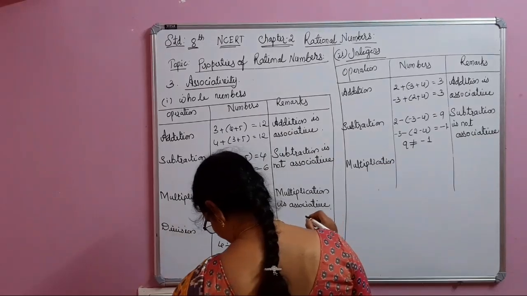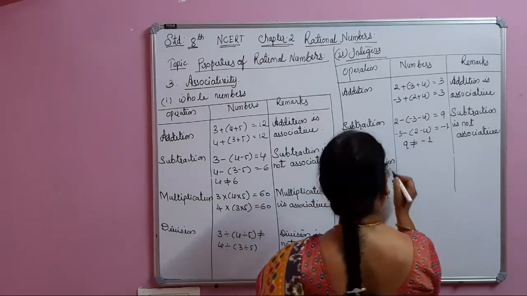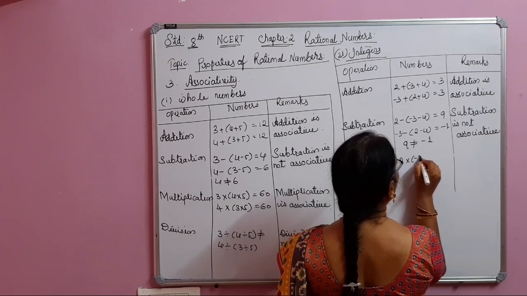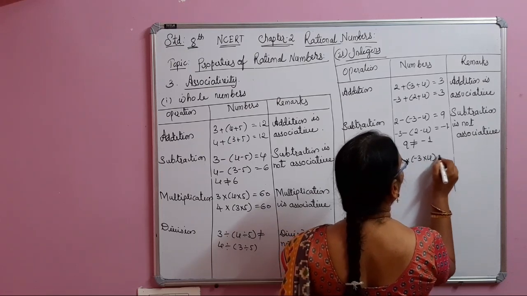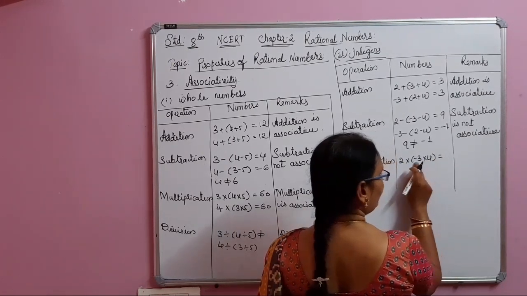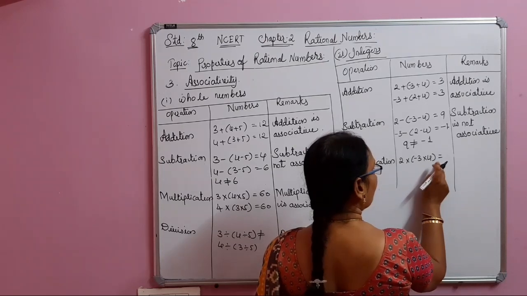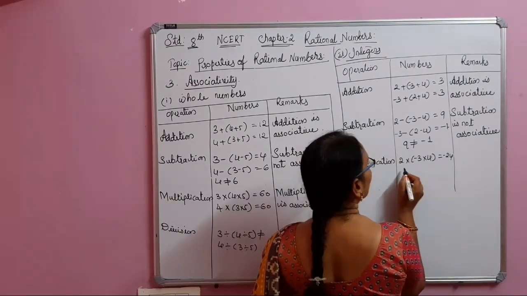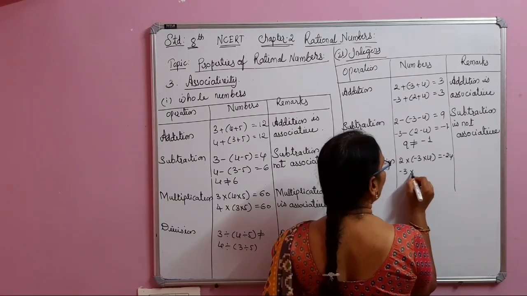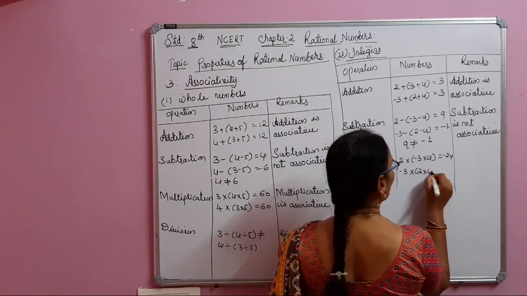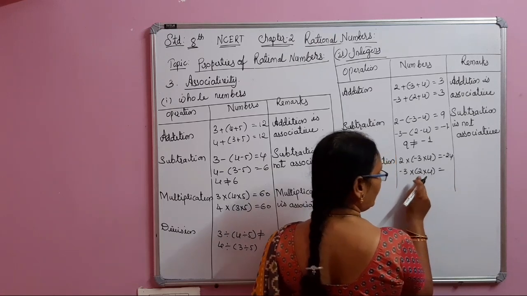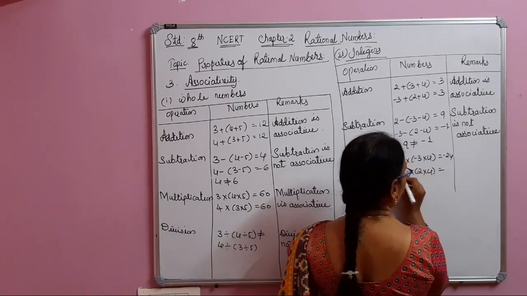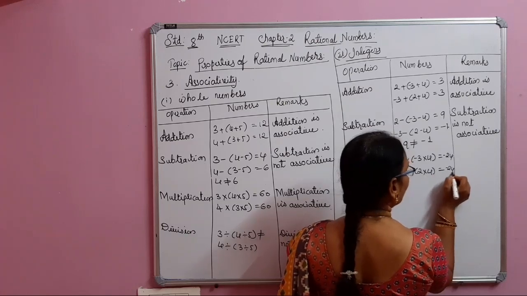Next comes multiplication. Same numbers we will take now. Again 2 into minus 3 into 4. Minus 3 into 4 is minus 12. Minus 12 into 2 is minus 24. In the same way, minus 3 into 2 into 4. 4 2s are 8, 8 3s are 24, minus 3 is there, so it is also minus 24.